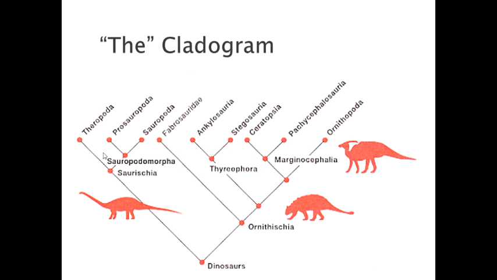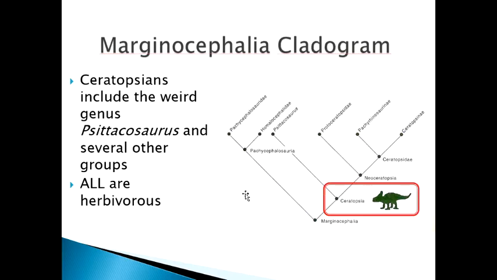So again, here's the complete dinosaur cladogram. We go to the more detailed Marginocephalia cladogram, and there's the defining node, the Ceratopsia, and it is going to include this Psittacosaurus, this one little branch over here. We'll talk about that briefly. And then all of these other things up here.